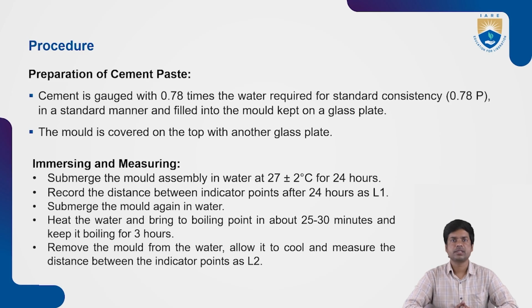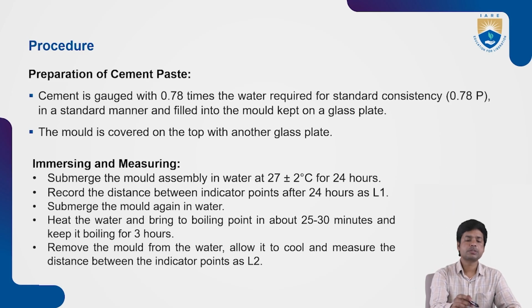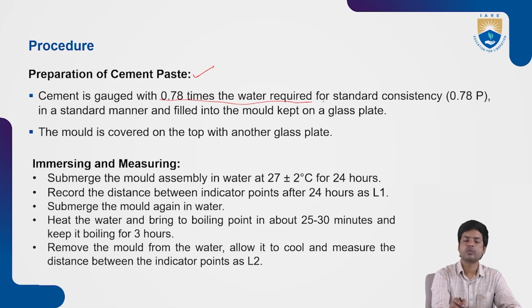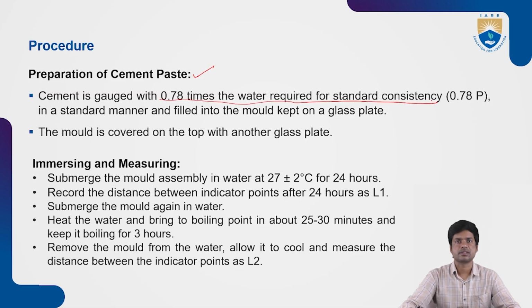Next, coming to the procedure. The first part is preparation of the cement paste. First we have to prepare the cement paste to fill the mould. Prepare a cement paste with 0.78 times the water required for standard consistency. Before this test, we have already discussed the standard consistency test, in which we find out the amount of water required to get a consistent cement paste.